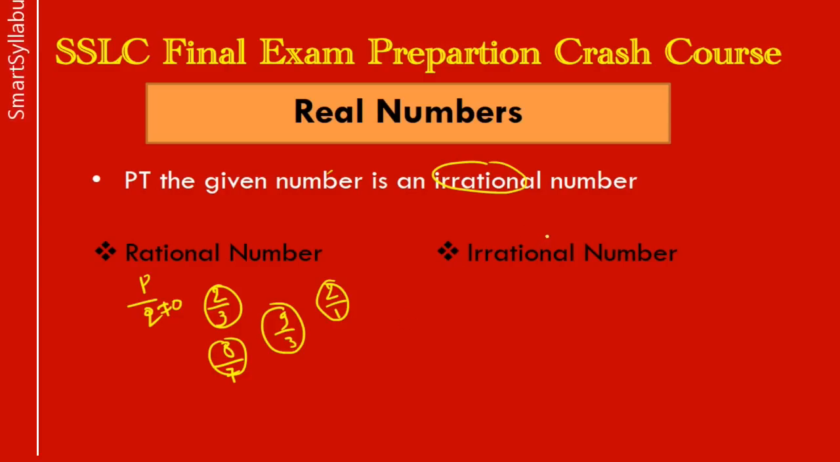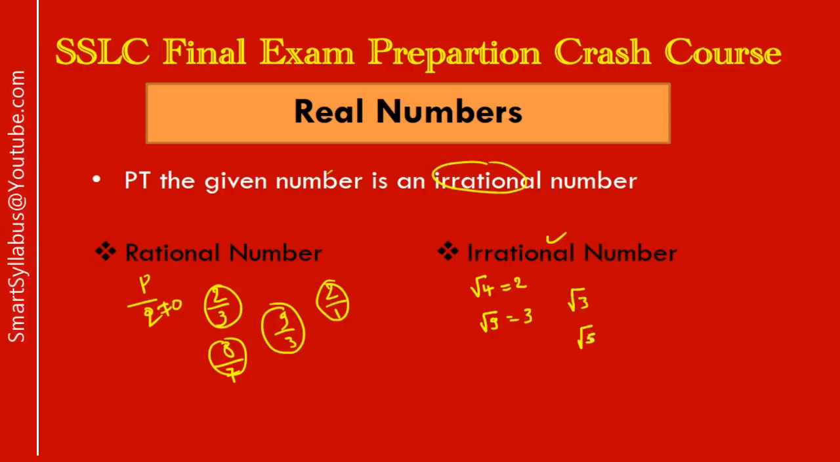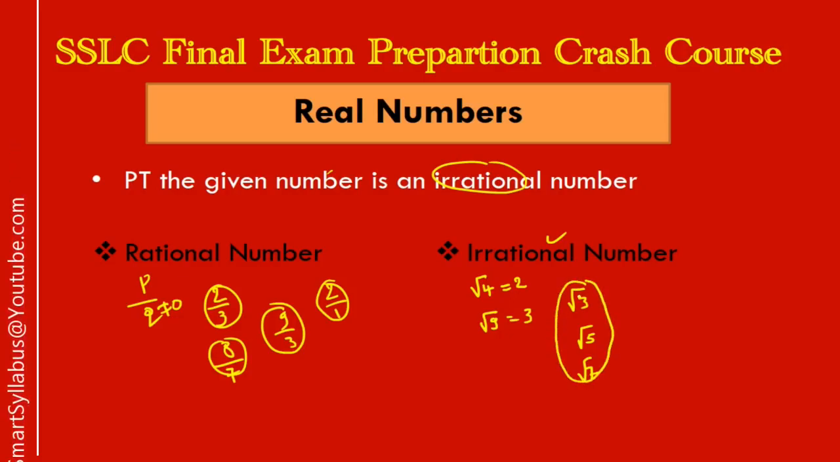Now, what do you mean by an irrational number? For example, what is the square root of 4? Definitely it's 2. Square root of 9? Definitely it's 3. What's the square root of 3? We don't know. What's the square root of 5? We don't know. What's the square root of 7? We can't tell exactly. It means the numbers whose values we can't tell when they are under the square root are known as irrational numbers. So these are irrational numbers.